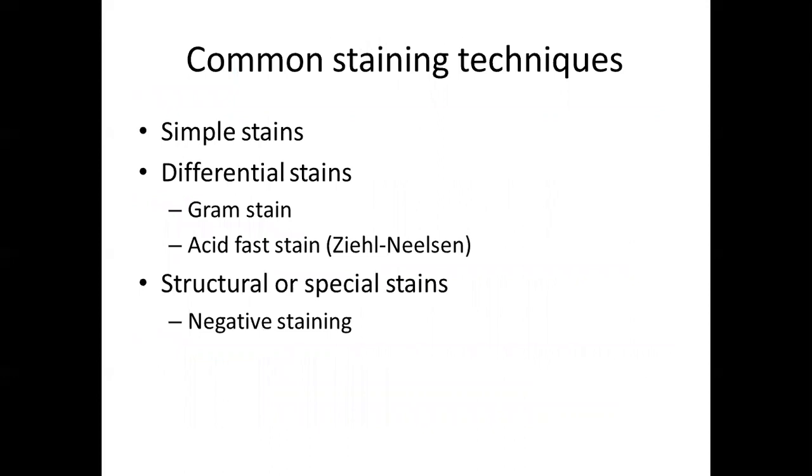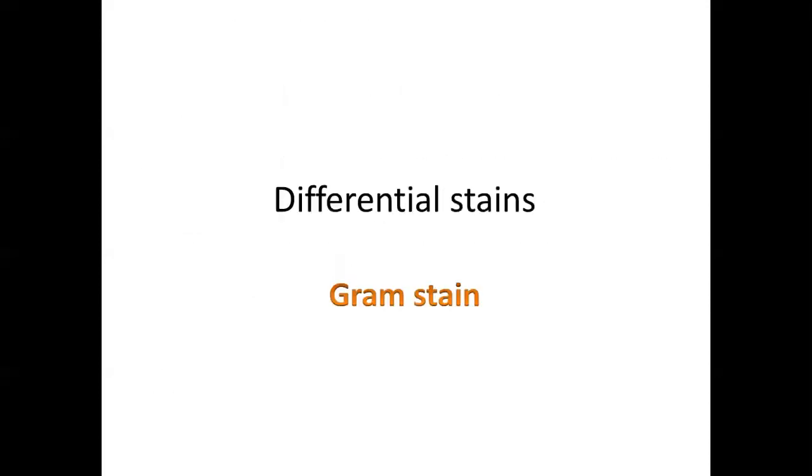Common staining techniques are simple stains and differential stains. Under the differential stains, there are gram staining and acid-fast staining. Then there are structural or special stains, that is negative staining. Of these, we are going to see only gram staining, or we can say differential staining.